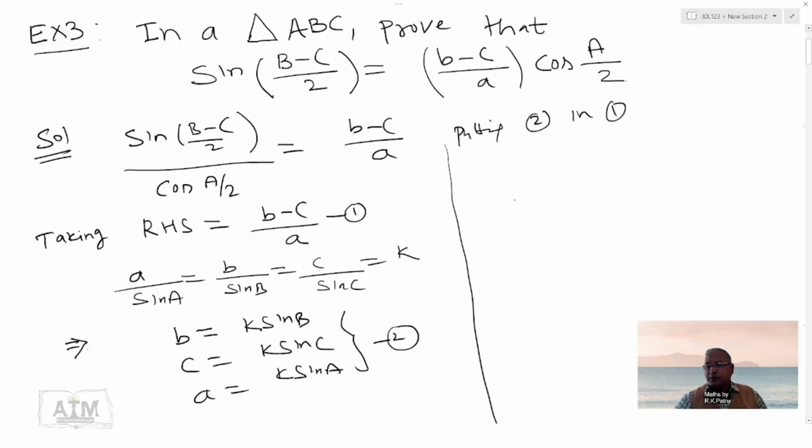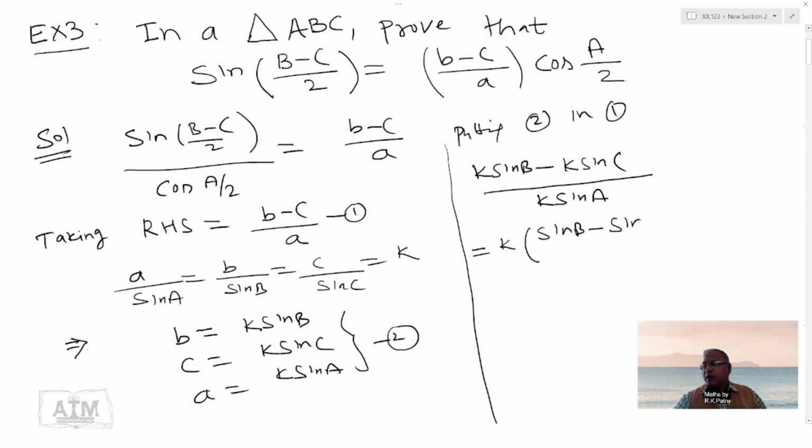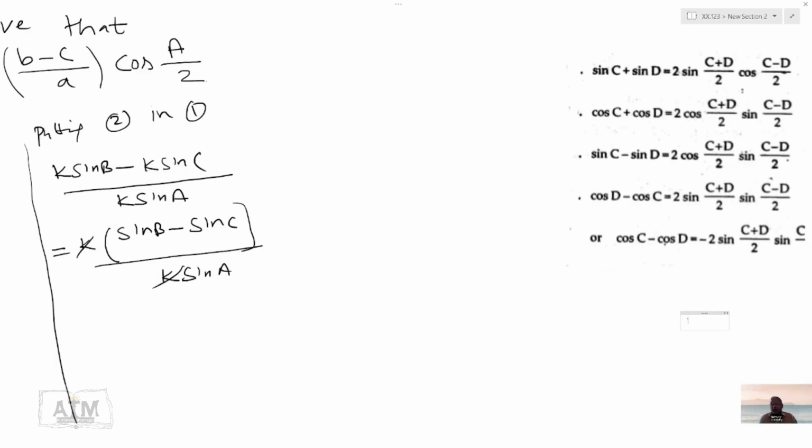we get here, in place of b, you can write k sine B. In place of c, you can write k sine C. And in place of a, you can write k sine A. This equals, k common, we get sine B minus sine C in the numerator. In the denominator, we get k sine A. k gets cancelled. And now in the numerator, we apply this formula: sine C minus sine D equals 2 cos of (C plus D) by 2 into sine of (C minus D) by 2. So in the numerator, I am going to apply this formula.